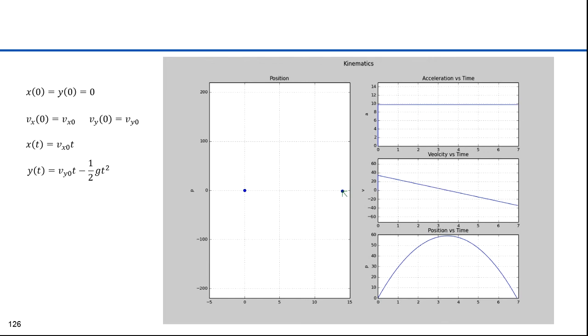The vertical position is y of t equals vy0 times t. That's the initial vertical velocity. But this time, we subtract 1/2 gt squared. Negative g is the downward acceleration. Here's what that looks like animated. The vectors are all velocity vectors.